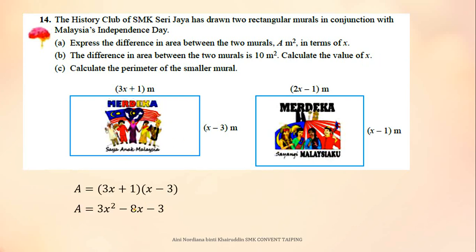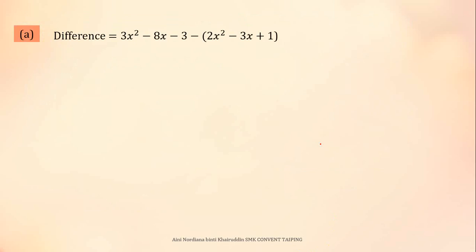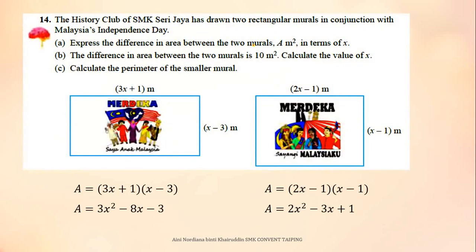So this is the area, and then for this mural, 2x minus 1 times x plus 1. So this is the area for this mural. Then express the difference, so you minus the area just now, so you will get x squared minus 5x minus 4. Then question B is, the difference in area between the two murals is 10. Calculate the value of x.